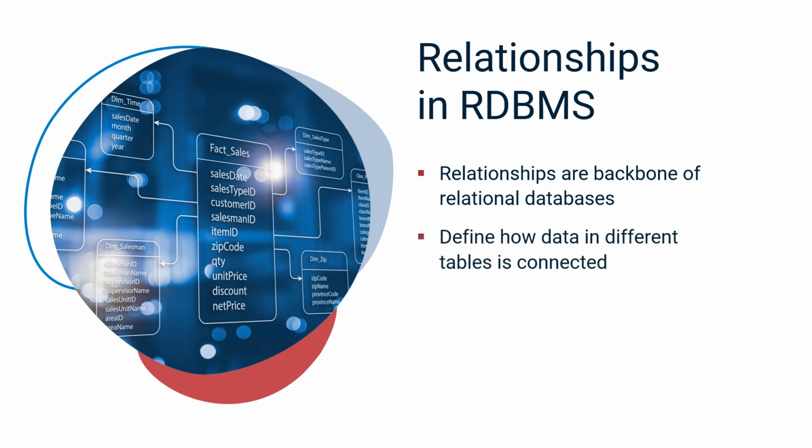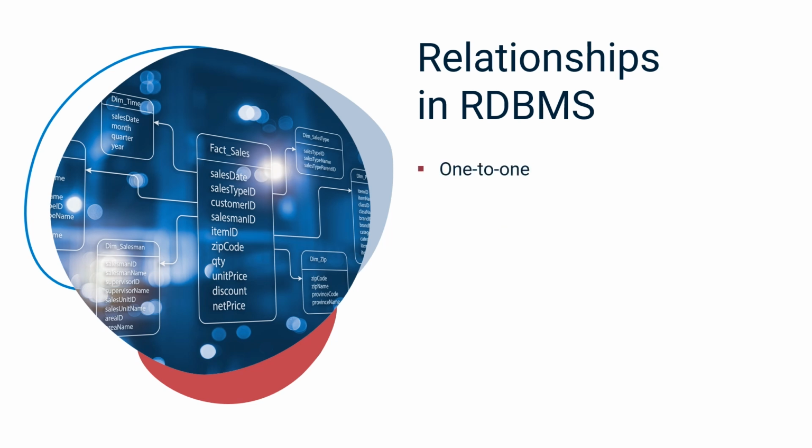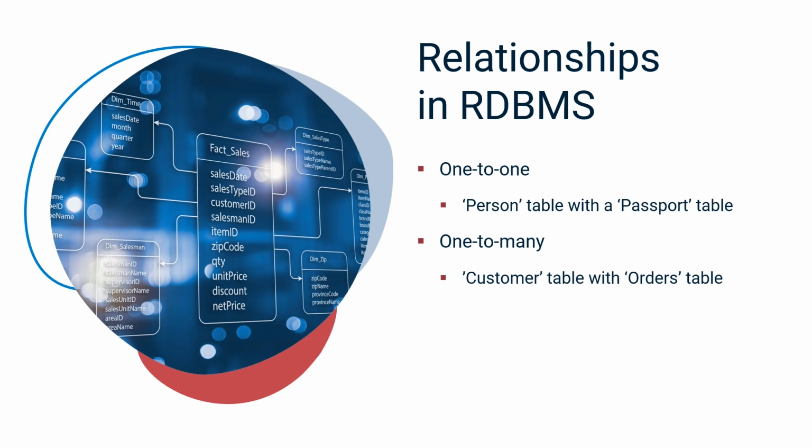Relationships define how data in different tables is connected, and there are three main types. In one-to-one relationships, each record in one table is linked to exactly one record in another. For example, a person table might have a one-to-one relationship with a passports table. Each person has one unique passport, and each passport is linked to one person. In one-to-many relationships, a single record in one table is associated with multiple records in another. For example, a customer table might have a one-to-many relationship with an orders table. One customer can place many orders, but each order belongs to one customer.